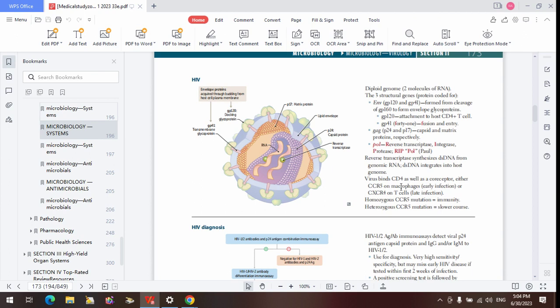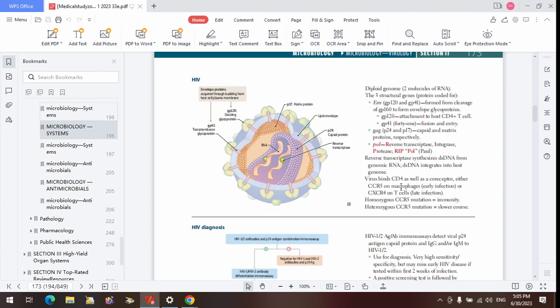Now it attaches to that CD4 on the T cell, and that CD4-GP120 interaction is going to cause a conformational change in the GP120 that will now make it attach to another co-receptor. The co-receptor is what is different. If you are thinking about T cell, the co-receptor is CXCR4. If you are talking about macrophage, the co-receptor is CCR5. Because we are looking at T cell, the co-receptor that GP120 will further bind to is CXCR4.